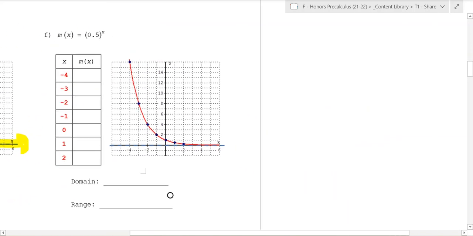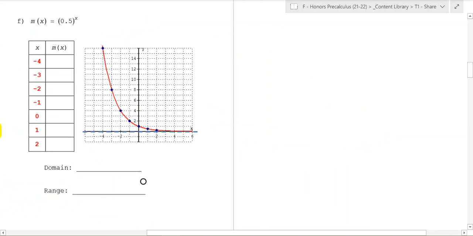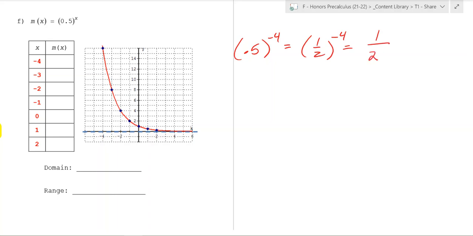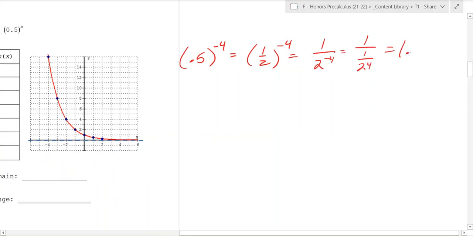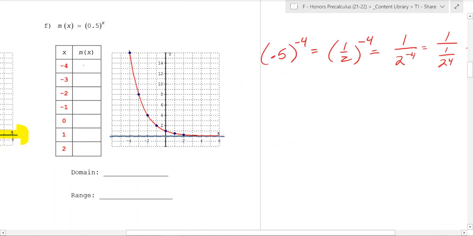Now with this one, you get something very, very similar, just goes the opposite direction. And just some algebra here, 0.5 to the negative 4, that's the same thing as 1/2 to the negative 4, which is the same as 1 over 2 to the negative 4, which is equal to 1 over 1 over 2 to the 4, which is equal to 2 to the 4th over 1, 16. That's just a long way of saying that this whole thing turns out to be 16 right there.